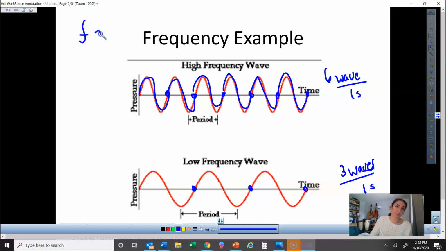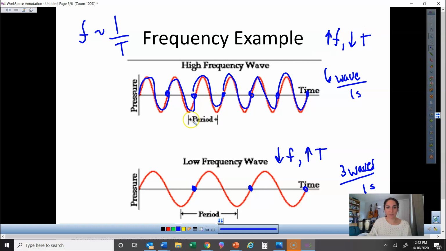Frequency is related to period in the inverse. What do I mean by that? Notice that this was a small frequency, but this actually has a bigger period, right? Period is the time it takes to make one full wave. And notice that this is much bigger here than it is over here. This one we had a big frequency, but we had a low period, right? The period is much smaller. So you have an inverse relationship between period and frequency. Frequency and period are inversely related.